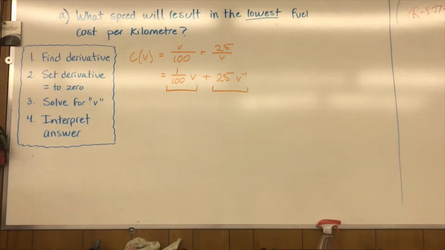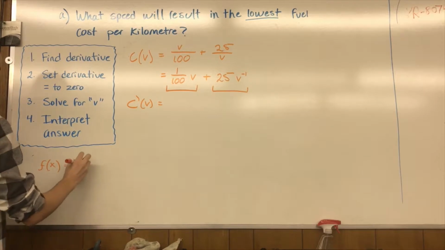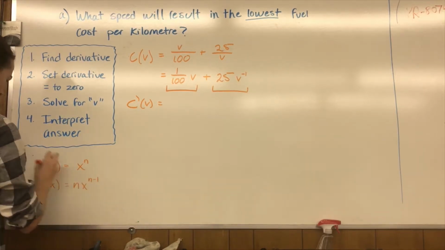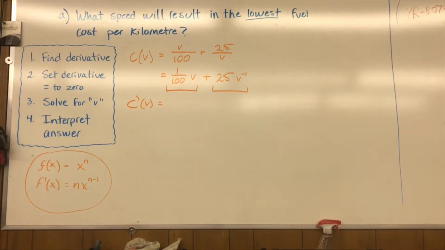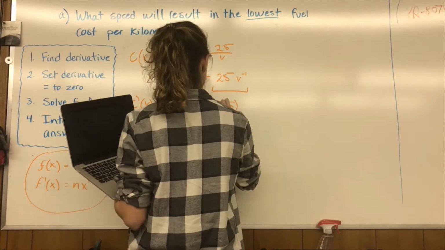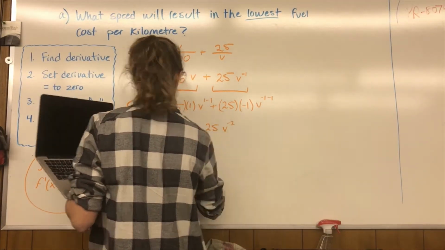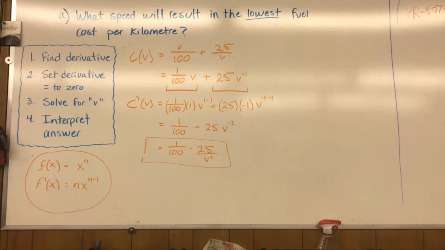So from the sum and difference rule, we know that to differentiate this equation, we must find the derivative of each individual term. So I'm going to apply the power rule, as shown in the left corner, and take the derivative of each term. I've brought down the exponent and subtracted 1 from the original exponent. After simplifying, here's what the derivative looks like.